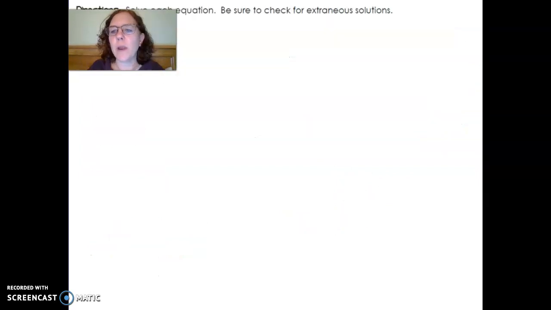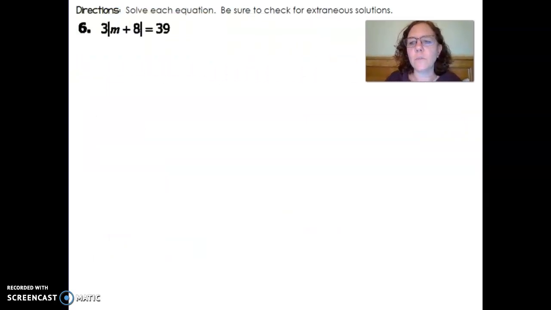Okay, let's put this into practice. So turn to number 6 in your notes. Let's solve number 6 together. Step 1 is to isolate the absolute value. Well, you can see here the absolute value is not by itself. It's multiplied by 3. So to get it by itself, the first thing I'm going to need to do is divide both sides by 3.